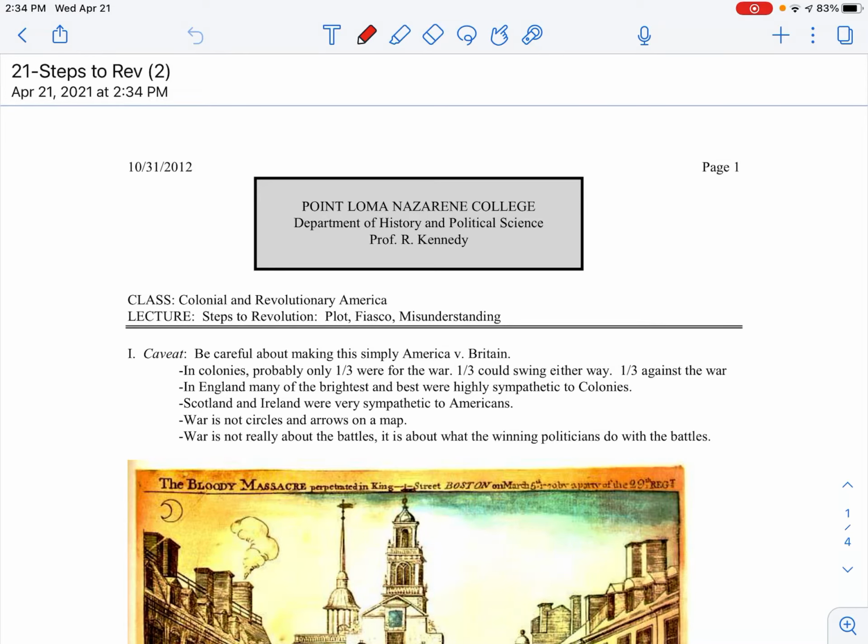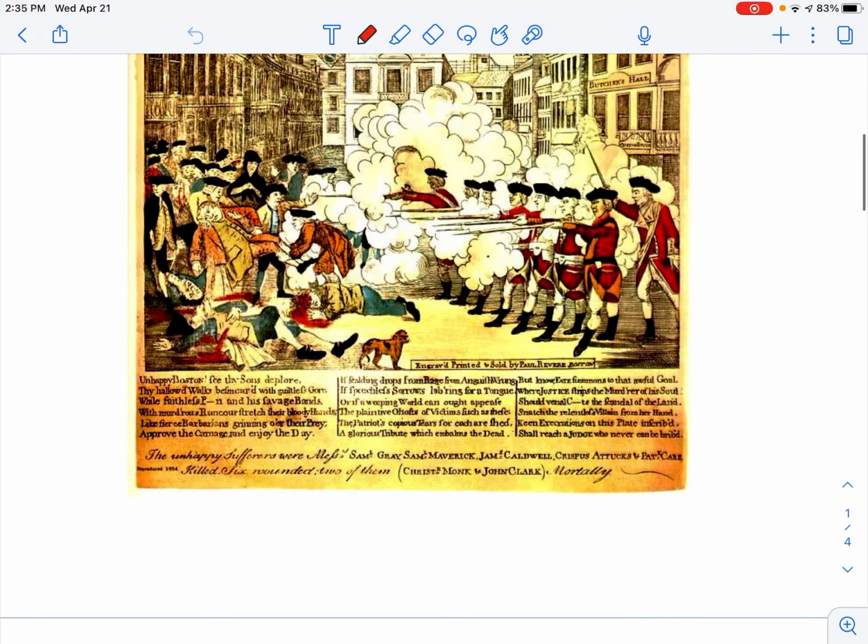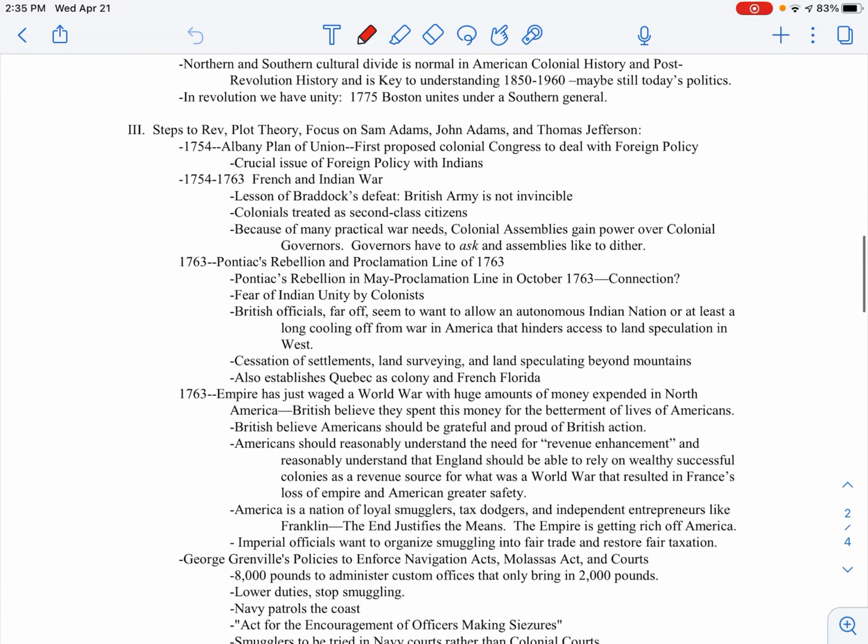Okay, scholars. Steps to the revolution. Plot, fiasco, misunderstanding. That's the issue here. I've given you material about this plot and this plot theory.